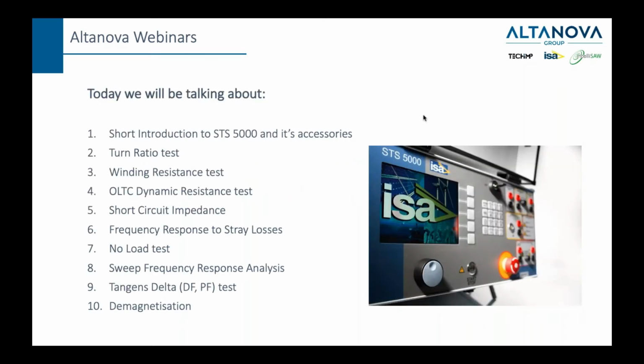Today we will be talking about a short introduction to STS 5000 and its accessories, so that will be the first part. Then we'll discuss the turn ratio test, after that winding resistance test, and because they are similar, after winding resistance we will talk about the on-load tap changer dynamic resistance test. Short circuit impedance will be the next topic, after which we will follow by frequency response to stray losses, and then no load test will be our topic after frequency response to stray losses.